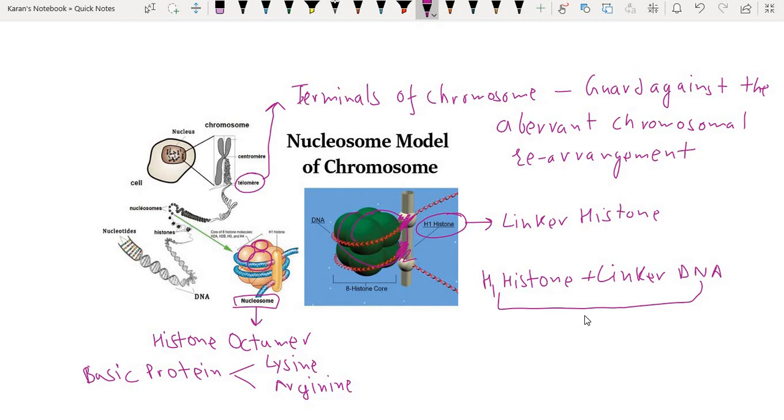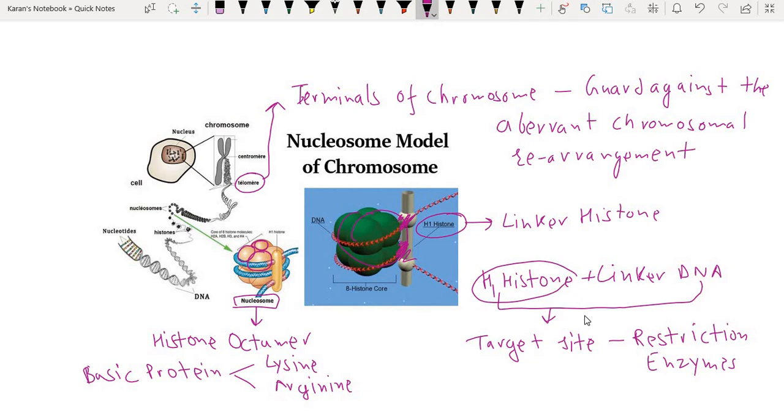Now this is the target site for what? Let me just write it. Target site. This is the target site for the enzyme restriction endonuclease, or you can say restriction enzymes. So this H1 histone as well as the linker DNA form the target site for the restriction enzyme to act upon, right? So this is the structure of the nucleosome shown here.